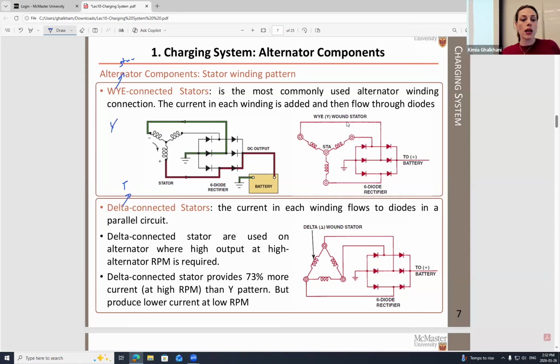When they say Y, it's the same as a star, and delta is the same as triangle. These two are the same. So there is a difference between the connections, although there are some common specifications for both of the styles. If it is a Y style, of course, we have 3 windings. In fact, an alternator is supposed to generate AC current, right? If we have a single wire in there, we are going to have only one single AC being generated. Therefore, this is considered single phase.